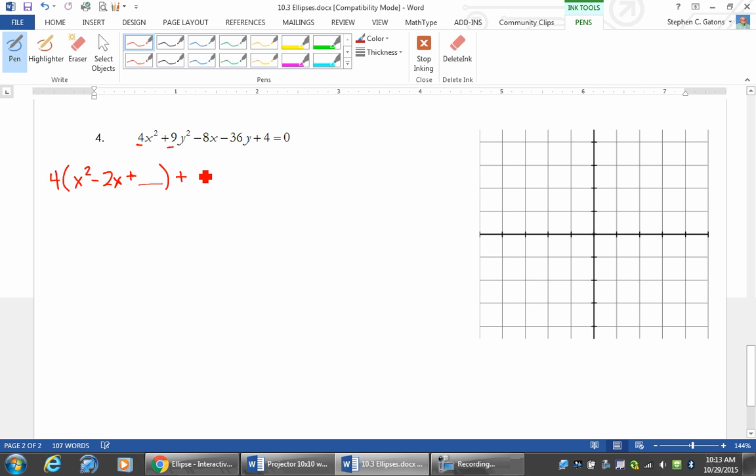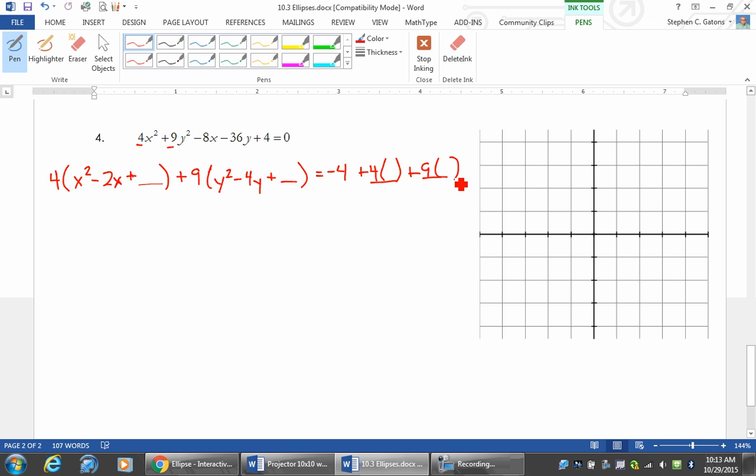And then factor the 9 out of the y's, and it's going to be y squared minus 4y. And then on the other side, the negative 4. And now we've got to balance the equation. We've got the blanks there, but what you have to remember is there's a 4 in front of that blank, and there's a 9 in front of that one.